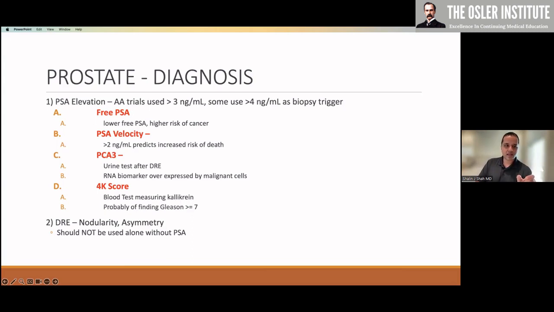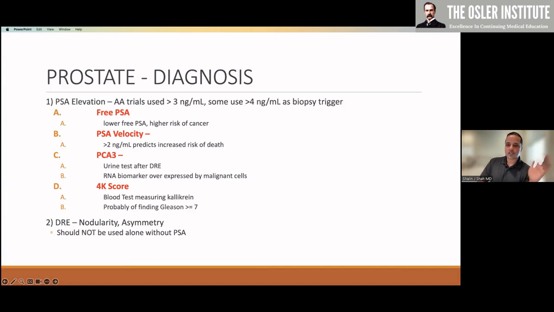So free PSA, the lower the free PSA, the higher the risk of cancer. PSA velocity, so greater than 2 nanograms per ml per year predicts increased risk of death. PCA3, which is a urine test, and then the 4K score, which is a blood test measuring kallikrein. So that increases the probability of finding a Gleason score greater than or equal to 7.